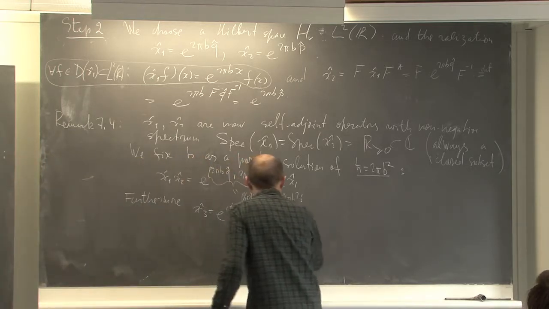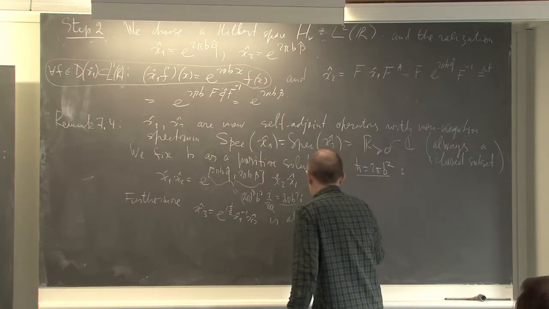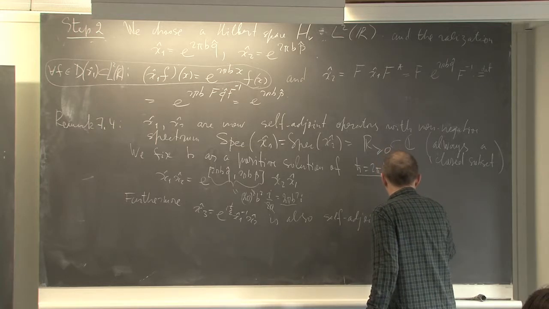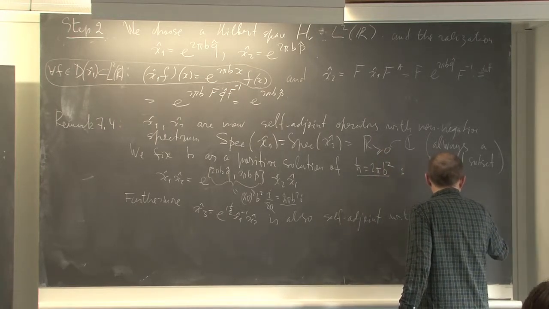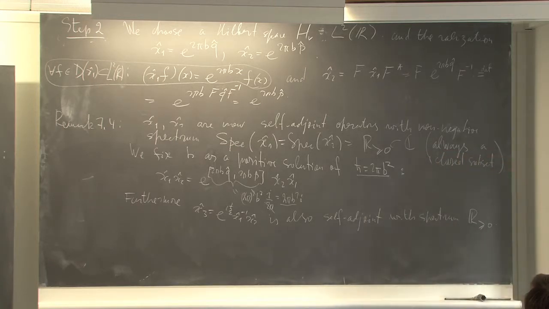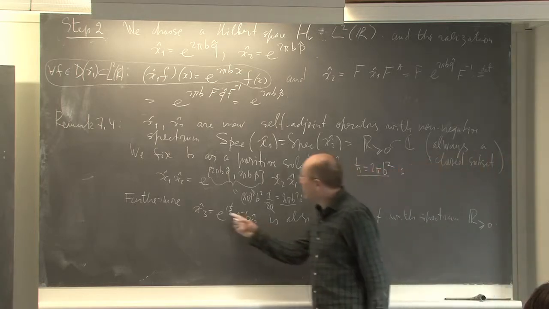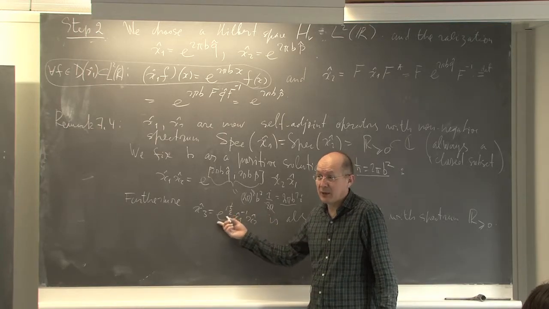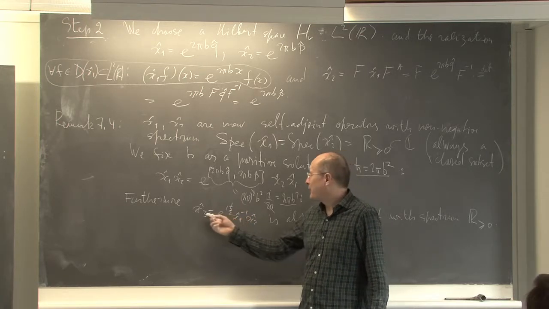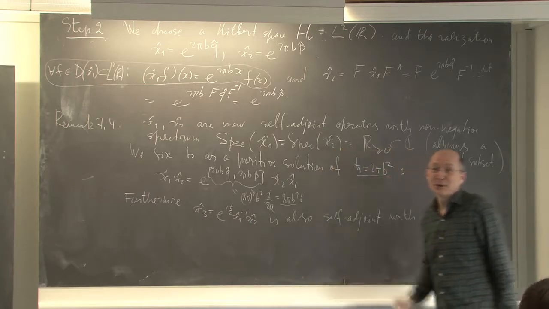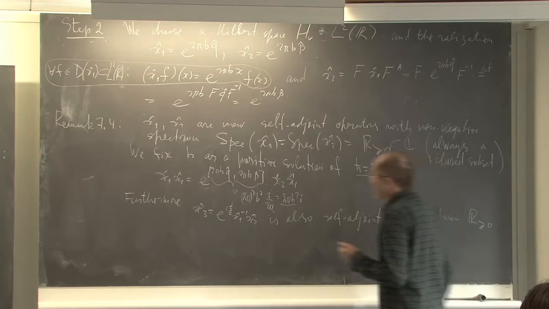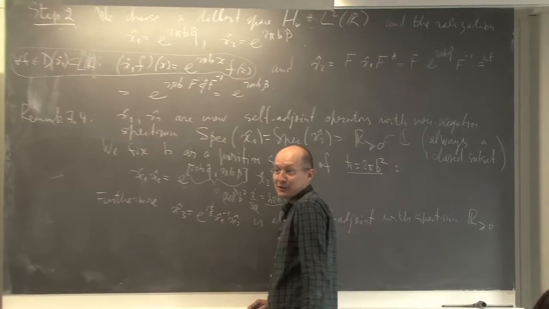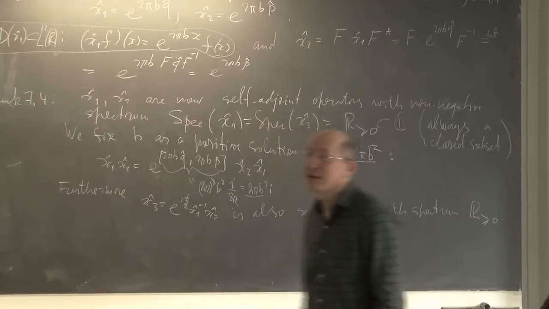is also self-adjoint with spectrum positive half line. And this looks counterintuitive. So x1 is positive, x2 is positive, is multiplied by a pure phase, and x3 stays positive. Right? This looks strange. How, multiplying positive things by a complex number, do we still get a real positive thing? But in operator theory, things are like that.